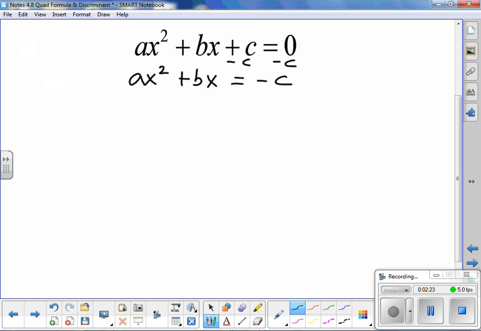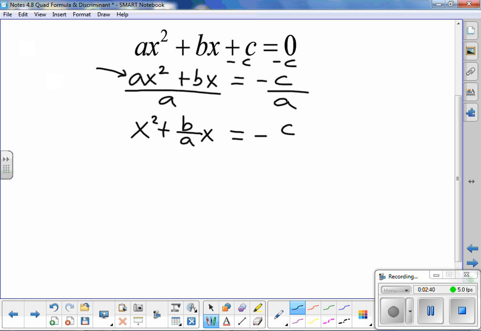Next part is we don't want this a right here. To get rid of that, we're going to divide both sides by a. So a divided by a is 1, and you're just getting x squared plus b over a x equal to negative c over a. All right, now that we have the a as a 1 next to the x squared, we can complete the square.